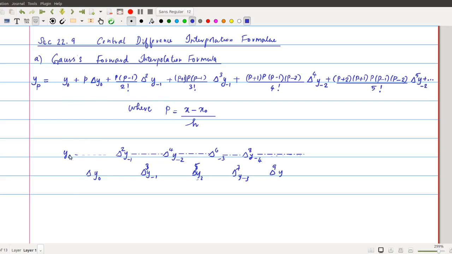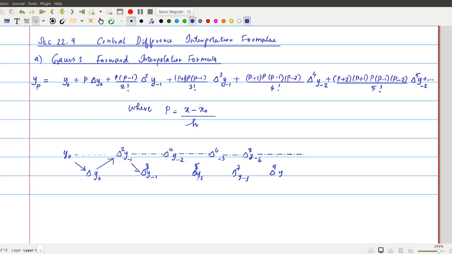This is y naught, the first term is here, and for the second term we write p times delta y naught. So we move on this way, p times delta y naught. Then again we move on this way. So from this, the second term we have delta square of y minus 1 with p into p minus 1 by 2 factorial. Okay, so we add one more term in the numerator compared to the first term, so that is p minus 1. Since there are two terms, we have 2 factorial here.